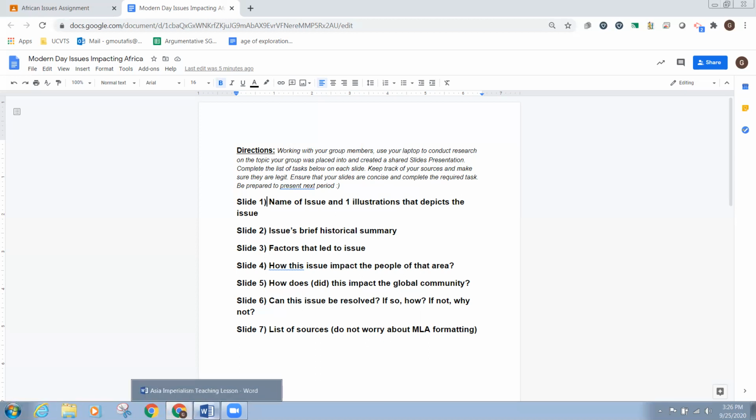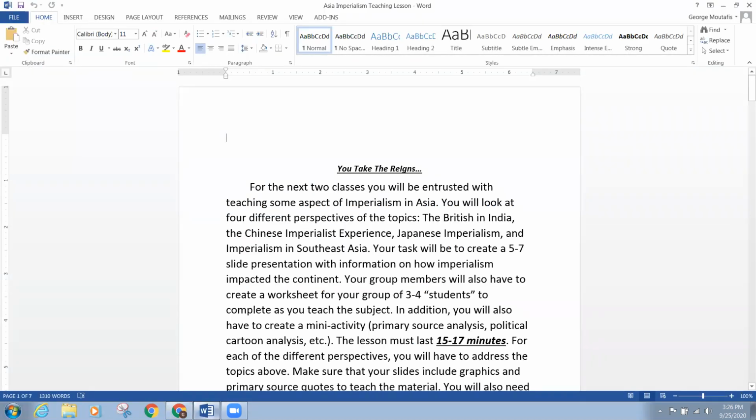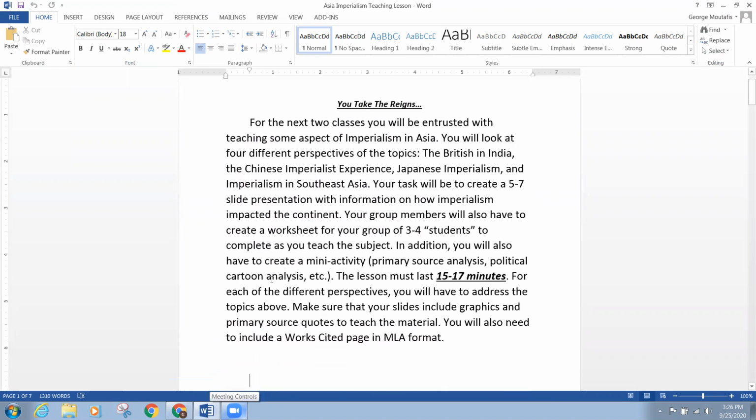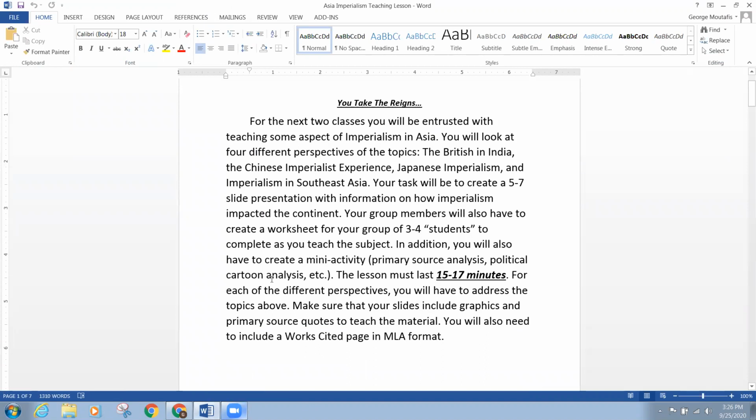Similarly, you can also do the same as an assessment. What you see here is an assessment that I created for another unit that I teach on imperialism in Asia. What I'm basically asking the students to do is to create an actual lesson where they look at one of these different perspectives of the topic, where they focus in on providing the story of each of these different aspects of Asian imperialism.